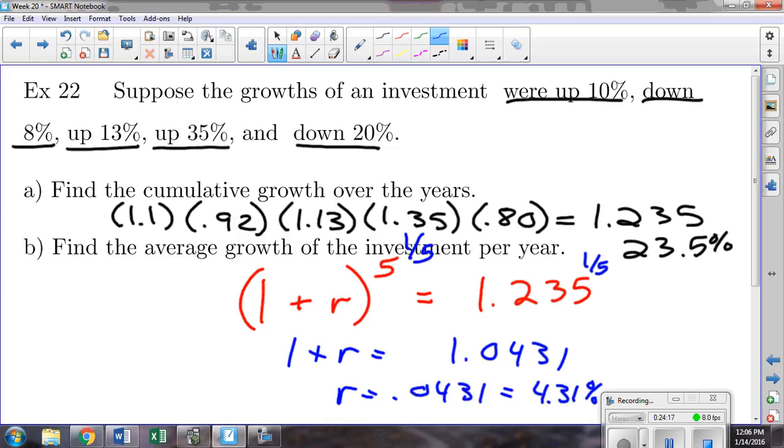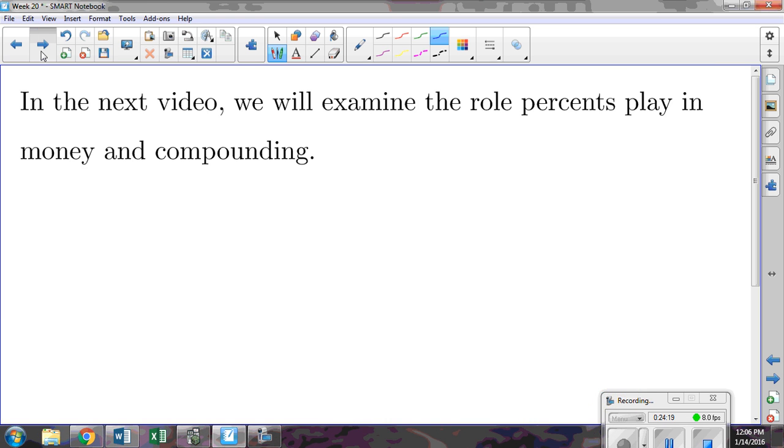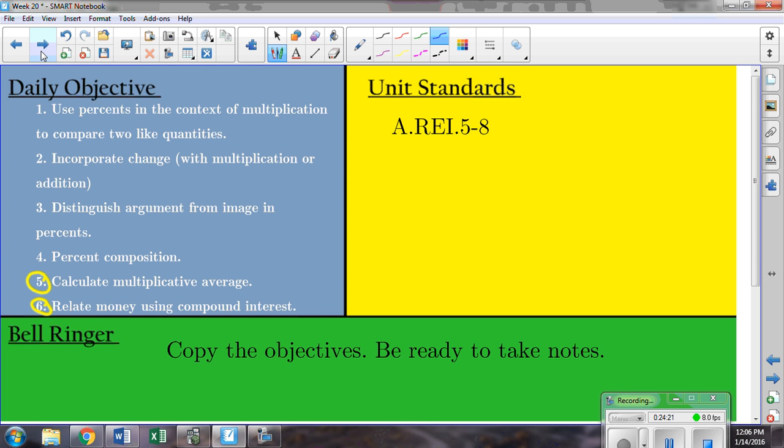And this finishes off our discussion into section 4.4, percents and compounding. A lot of information here. We spread it out over an entire week, mostly because percents really, really are important. They play a huge role in finances, and let's face it, you're not going to get through life without having to work with finances.